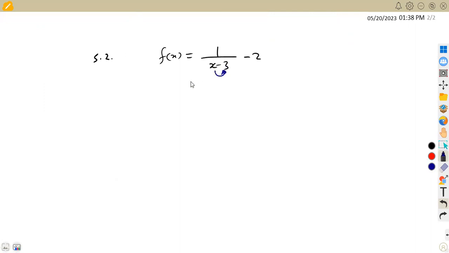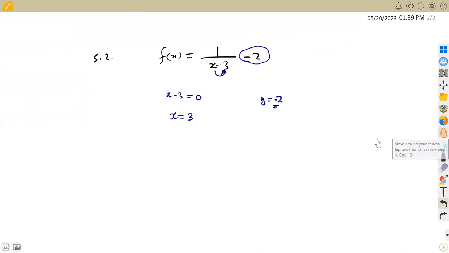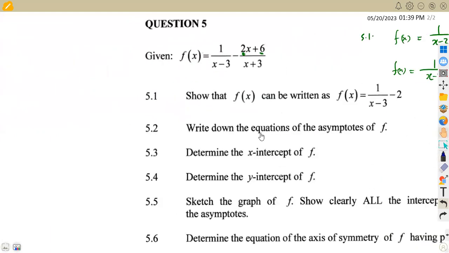We equate this to 0 so that you can have the value of x. So x minus 3 is equal to 0, so x is going to be 3 at the asymptote, and y is equal to the value of minus 2 that you're given directly there. So y is equal to negative 2 for the asymptote. So y is at negative 2, x is at positive 3. That was our answer for 5.2.